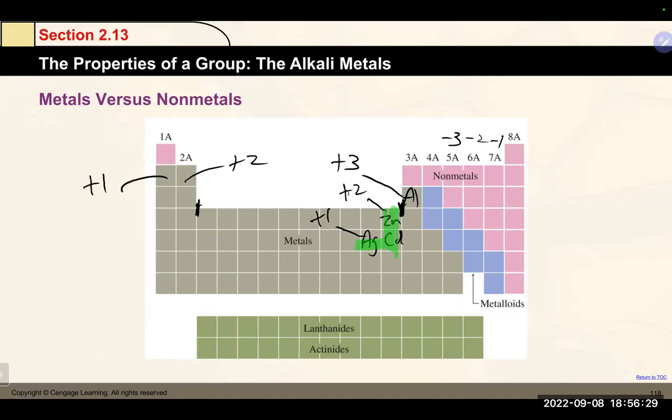Is there a good pattern for group 4? There's really not. It's kind of right in the middle of the metalloids and all that. Also, in this region below the staircase, these are metals or non-metals? Those are metals, so they actually have positive charges. So those are things like lead, right? Tin, which is Sn. Although they're not technically transition metals, they can make multiple types of charges as well.